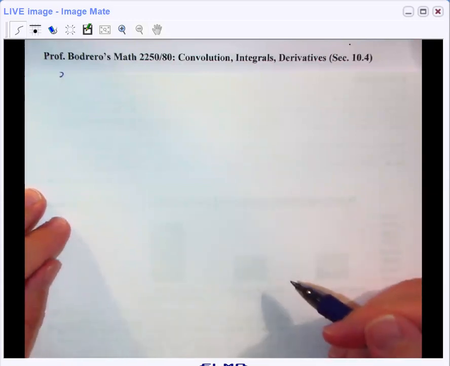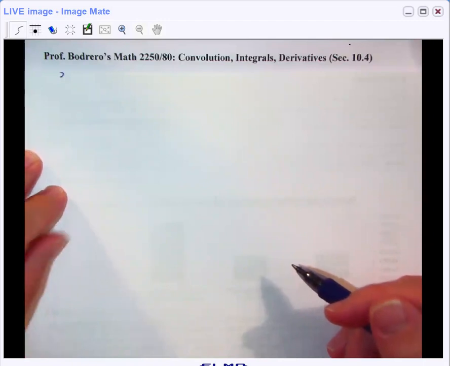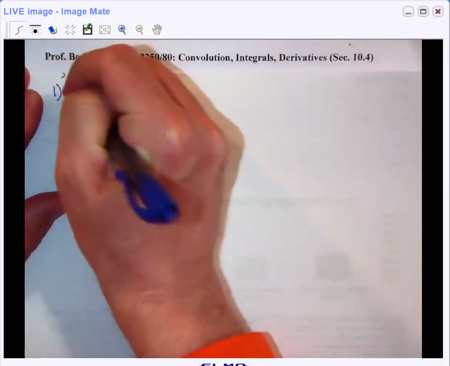Welcome to section 10.4, where we're going to be talking about convolution with our Laplace transforms and integrals and derivatives. So we're going to get a little convoluted today. But before we get started, I want to introduce two things. First off is function notation.